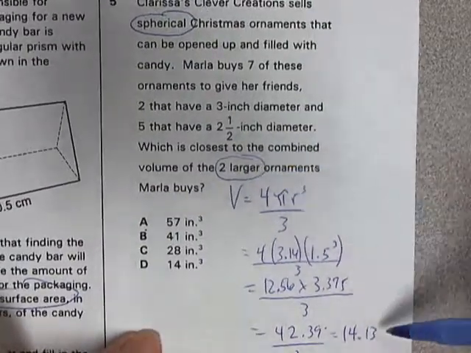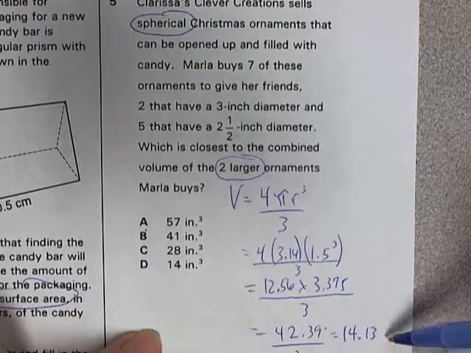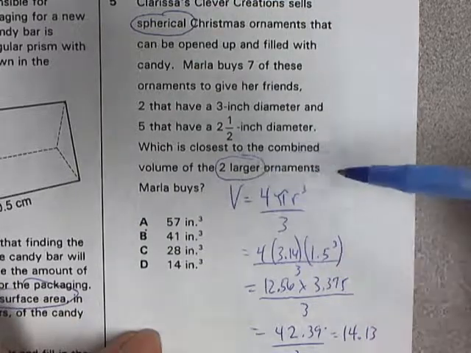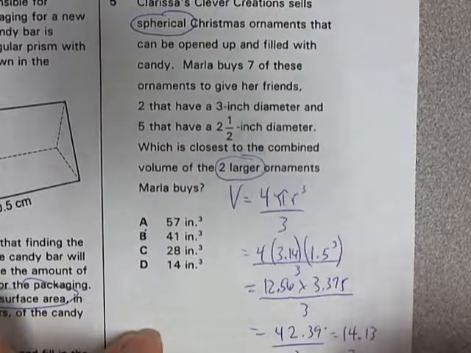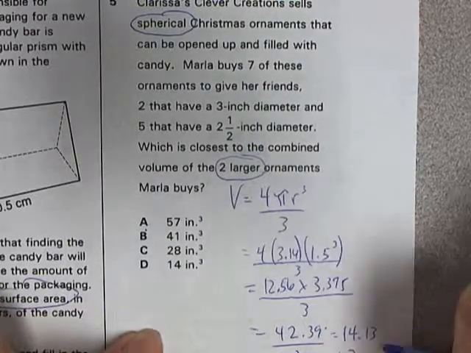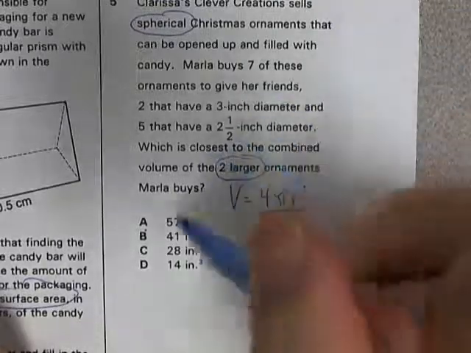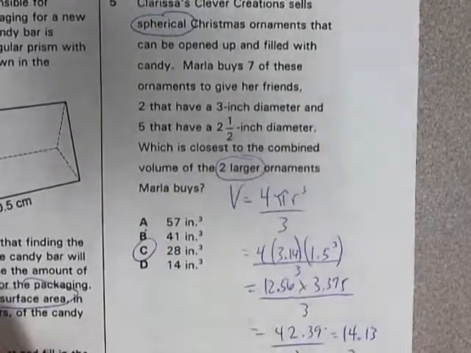It says there's 2. This is the volume of 1 ornament, but we need to find the volume of 2 of the larger ornaments. So we have to multiply that by 2. 14.13 times 2 is approximately 28, so the correct answer has to be C.